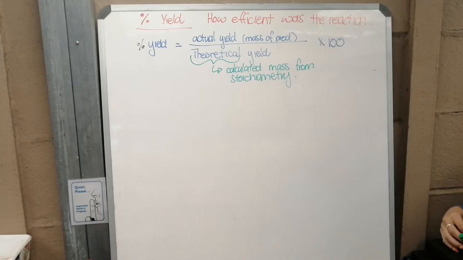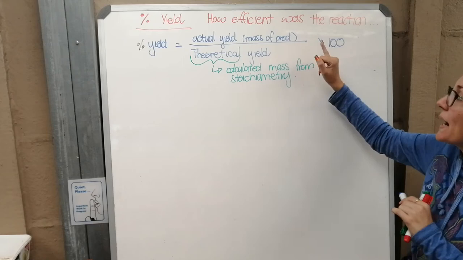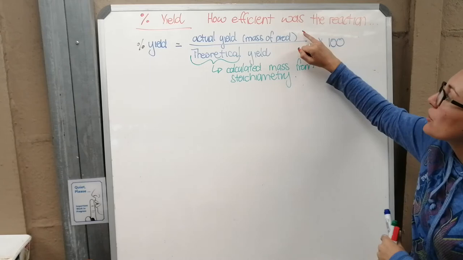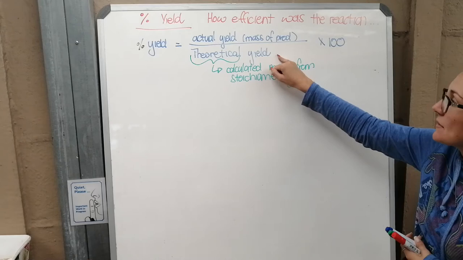Now, your actual yield will usually be given to you. I say usually, it's not always going to be given to you. They might give you the percentage yield and ask you what the actual yield is. Then you'll substitute into your equation and manipulate it a bit. But they will usually give you a means of calculating and ask you to find the percentage yield.